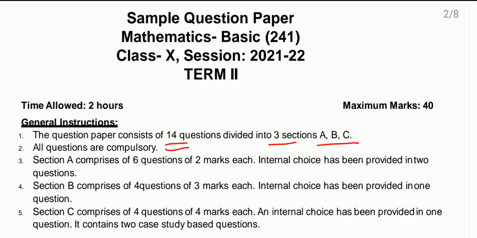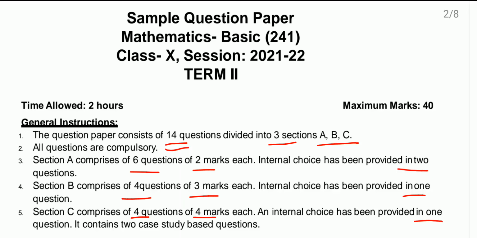Now section A has 6 questions of 2 marks each. An internal choice has been provided in 2 questions. Section B has 4 questions of 3 marks each. Internal choice has been provided in 1 question. Section C has 4 questions of 4 marks each. An internal choice has been provided in 1 question.